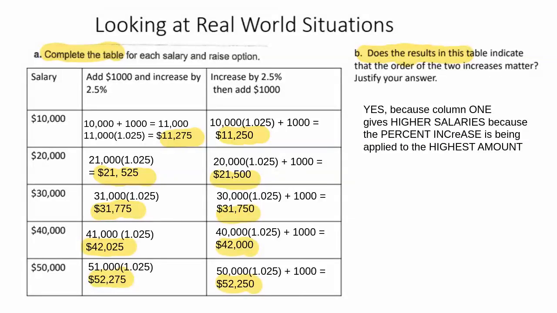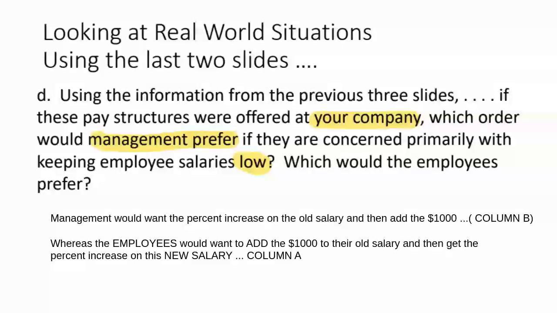So keep this in mind. This is how we look at these two. Management wants column B, okay? And column B is lower. Column A is what the employees want. But as an employee union rep, you need to know what the management is offering and how they are offering it.